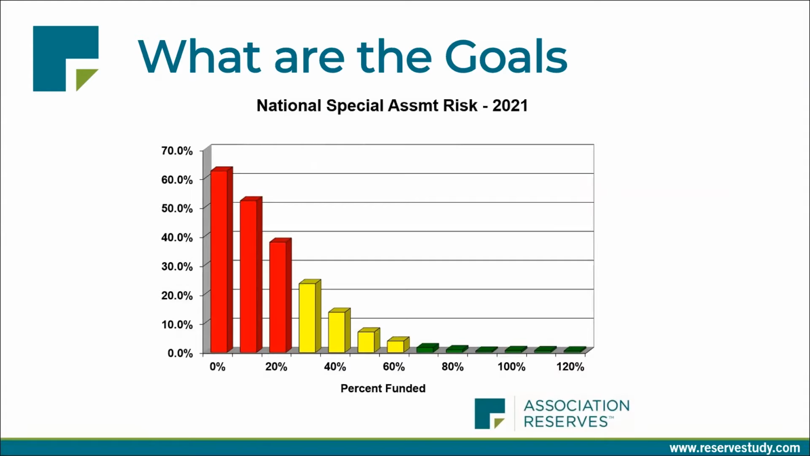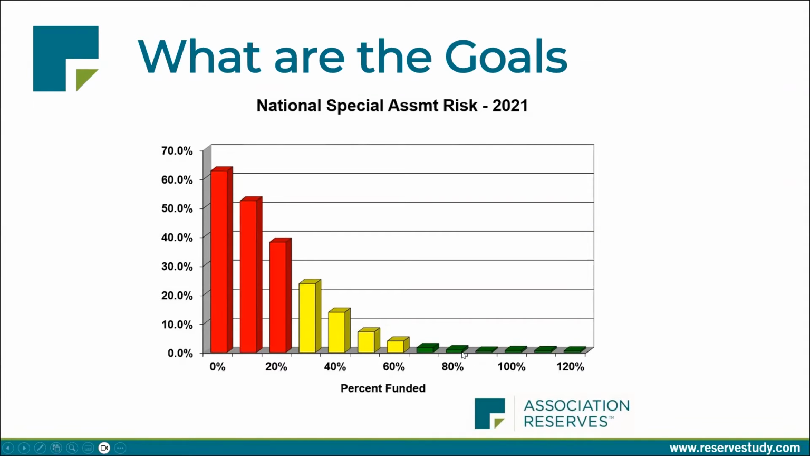And here's a chart that some of you who've attended prior webinars might have seen. It's the National Special Assessment Risk. And the last official analysis we did was in 2021. So this is based on about 50 or 60,000 data points from our clients across the country. And you can see that when an association has a reserve fund that is closer to 0% funded, they have a higher risk of special assessment.